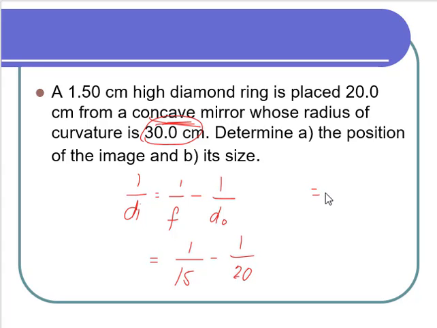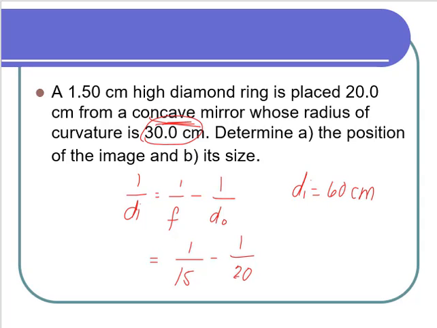Now our answer here, 1 divided by 15 minus 1 divided by 20, you have 0.016 and so on. Getting the reciprocal of that, you will have the distance of the image to be at 60 centimeters. So we were able to answer the position of the image, and now let's look for the size of the image, or the height of the image.